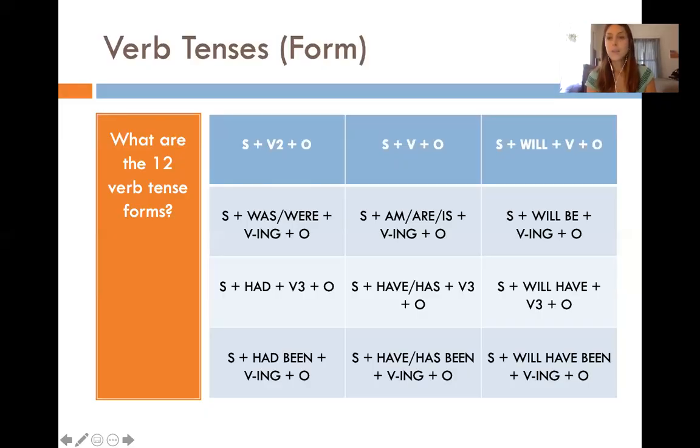For the progressive tenses, we have the past progressive, S plus was, were, V-ing plus O. So you can see that the only difference here with the progressive tenses is what comes before V-ing. So S plus was, were, because we're in the past. And are, because we are in the future. Will be, V-ing, that's because it's in the future.